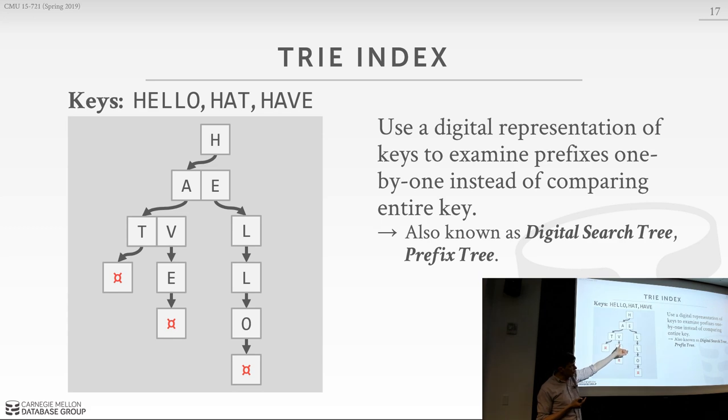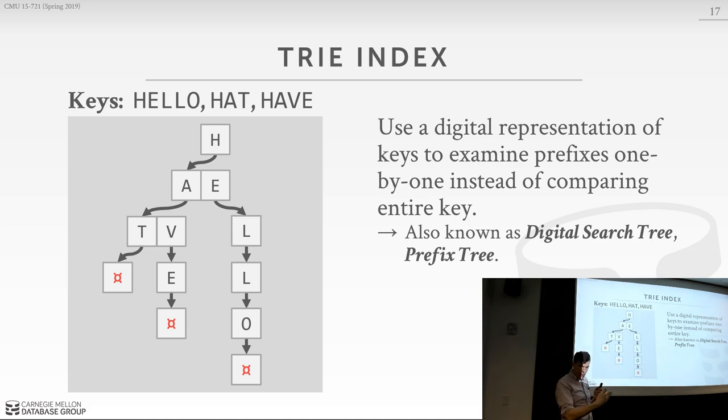Sometimes they're called digital search trees or prefix trees. And then there are variants of tries, which are the radix trees and Patricia trees. And sometimes they'll say Patricia trees or radix trees are the same thing as tries. My understanding is that they're not. So what I'll describe first are tries, and then we'll switch over to talk about radix trees in a second. Okay?